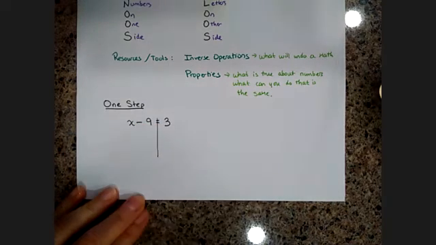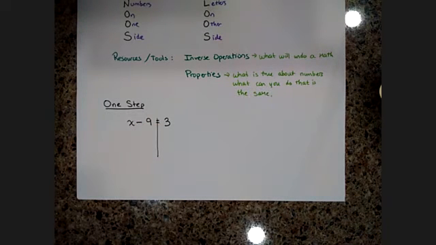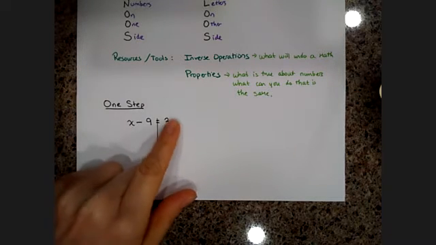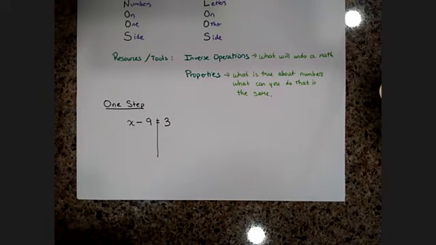Many people find it helpful to draw a line through the equal sign because it gives you a visual that you've got two sides to this equation, a left and a right. And in the world of math, you can do whatever you like to the left side of this equation, so long as you do the same thing to the right side of the equation.